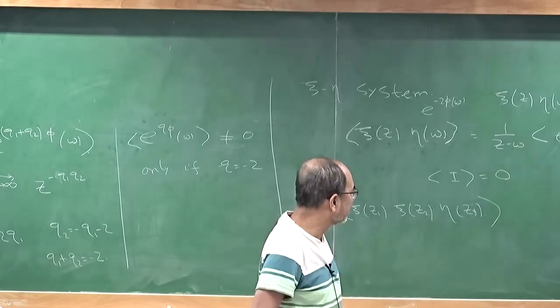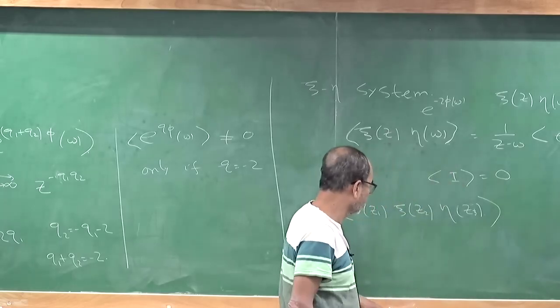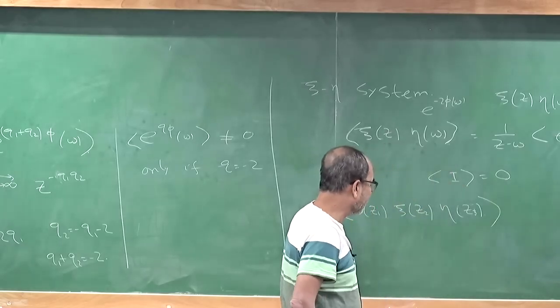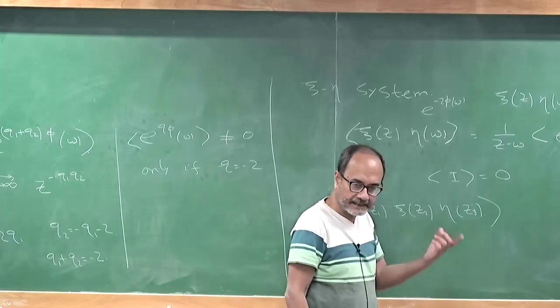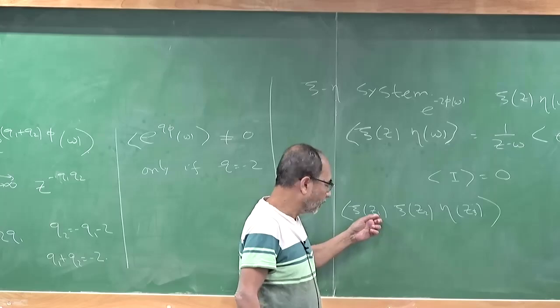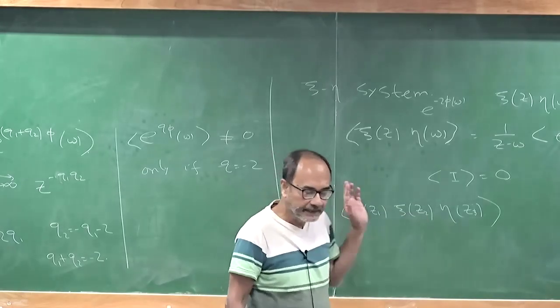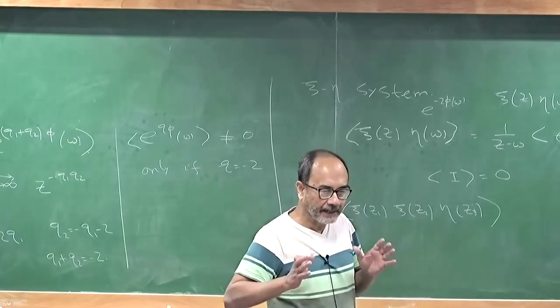So the fact that this is 0, you can see in many ways. This goes as what? 1 by z3 to the 2. So how should it go? 1 over z3 to the 2 for large z, right? It should go as constant as z1 goes to infinity, constant as z2 goes to infinity, right? And it should have the right zeros and poles, right?